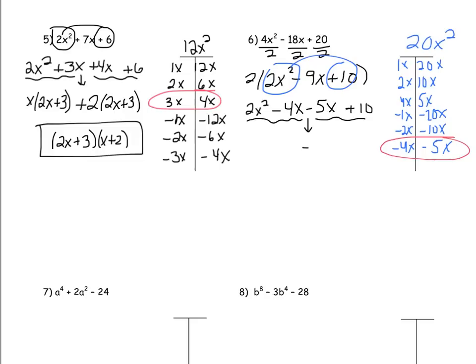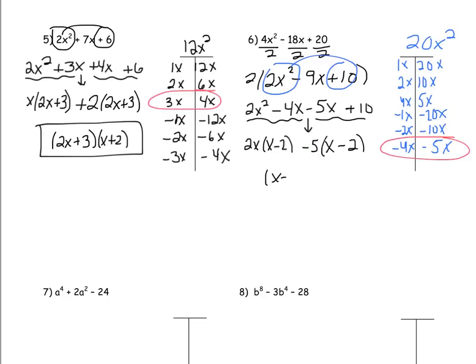The GCF on the left-hand side should be 2x, and you should be left with x minus 2. The GCF on the right-hand side is 5, but remember, since you brought down this negative sign, your GCF is really a negative 5. So negative 5x divided by negative 5 is x. 10 divided by negative 5 is a negative 2.